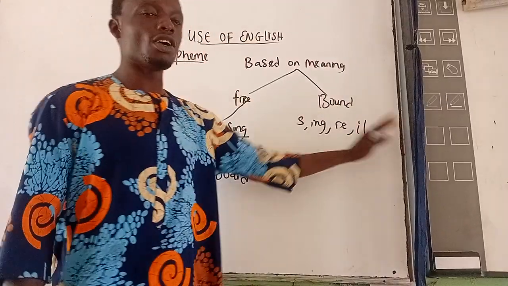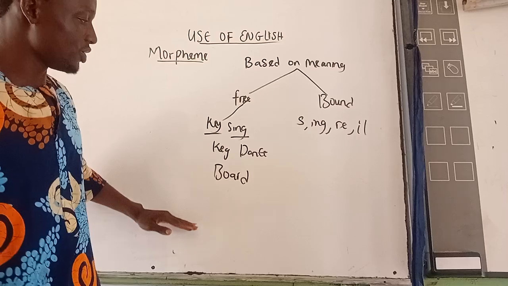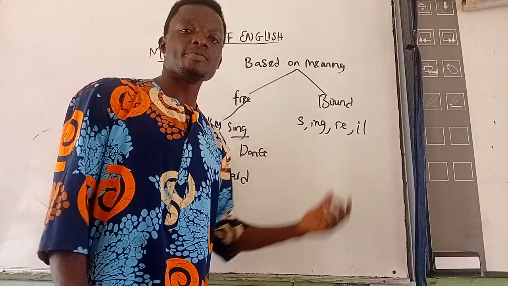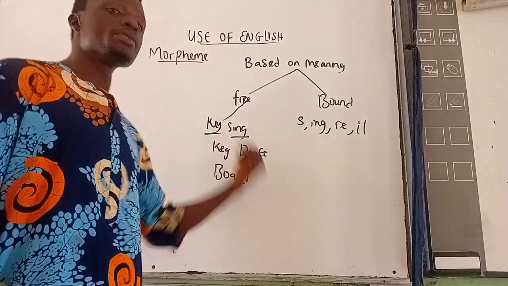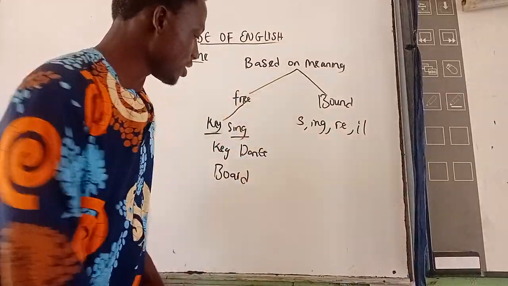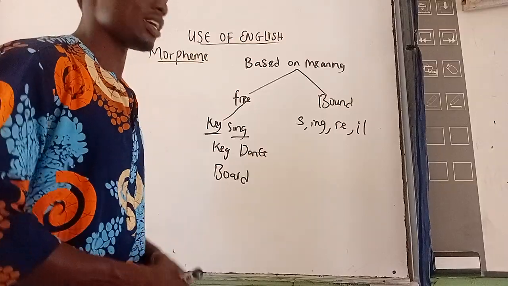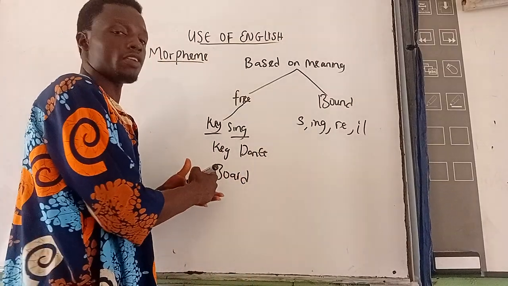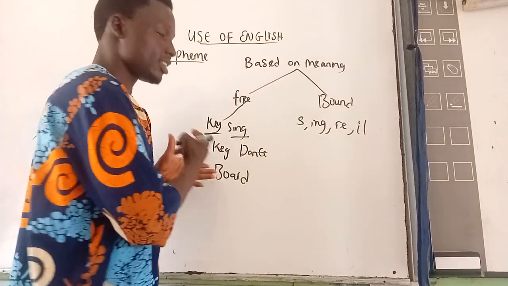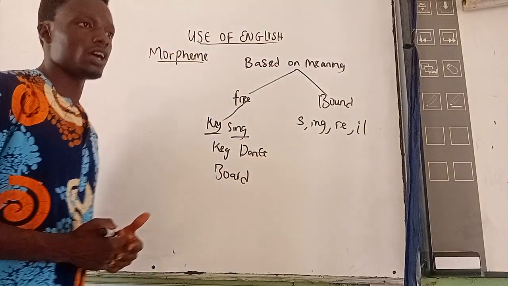But this type of smallest unit cannot stand alone. But this type of smallest unit of word, they can stand alone and still make sense. They will have meaning. But this one, they don't have meaning. You have to bind them with a free morpheme to either change the word class of the free morpheme, change the part of speech, or change the tense. For instance, from singular to plural.